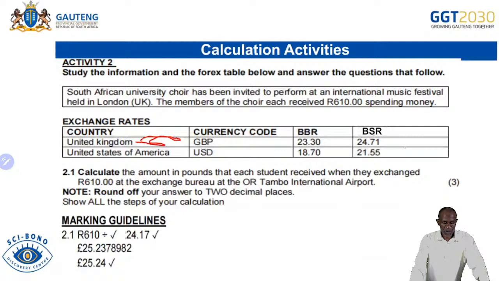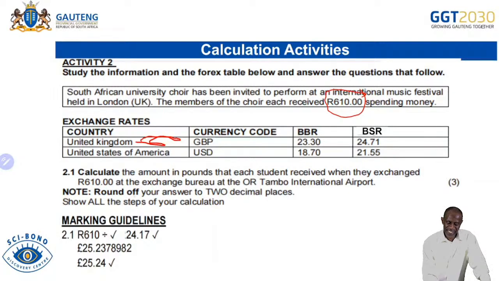Question 2.1: Calculate the amount in pounds that each student received when they exchanged 610 Rand at the Exchange Bureau at the OR Tambo International Airport. Note, round off your answer to 2 decimal places. Show all calculations. In this instance, South African choir members each receive 610 rand as given in the scenario, and this will be the money for their own spending.